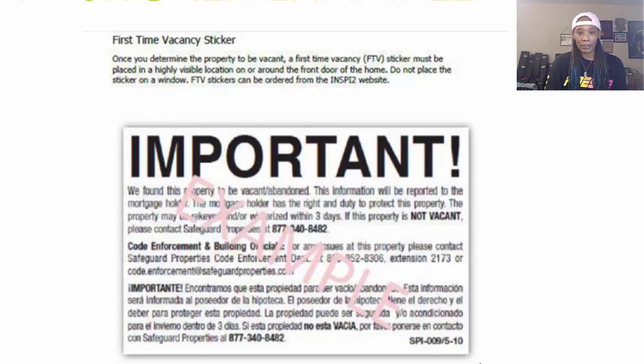We found this property to be vacant, and if it's not vacant, please call Safeguard. So once you determine a property to be vacant, you have to post these little stickers on here. Usually Safeguard sends you a roll of stickers where you can just peel, and it's already sticky and you just slap it on the door. Okay.